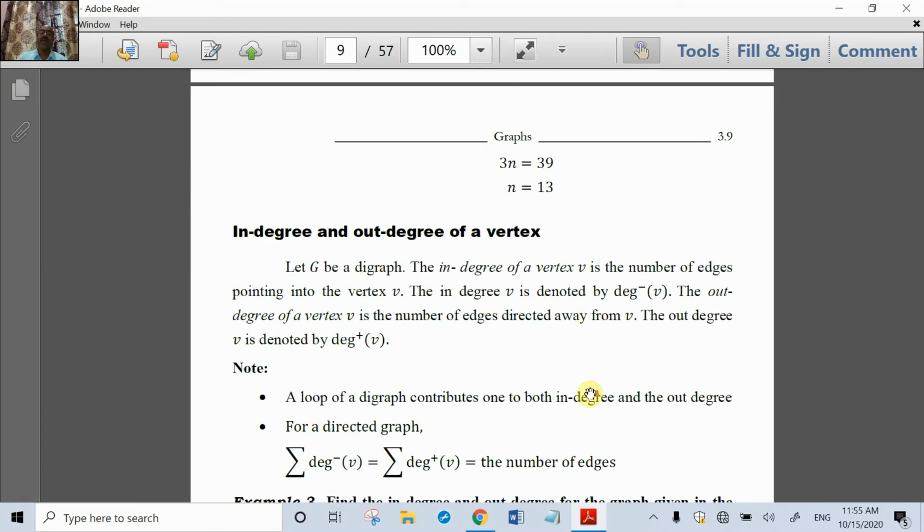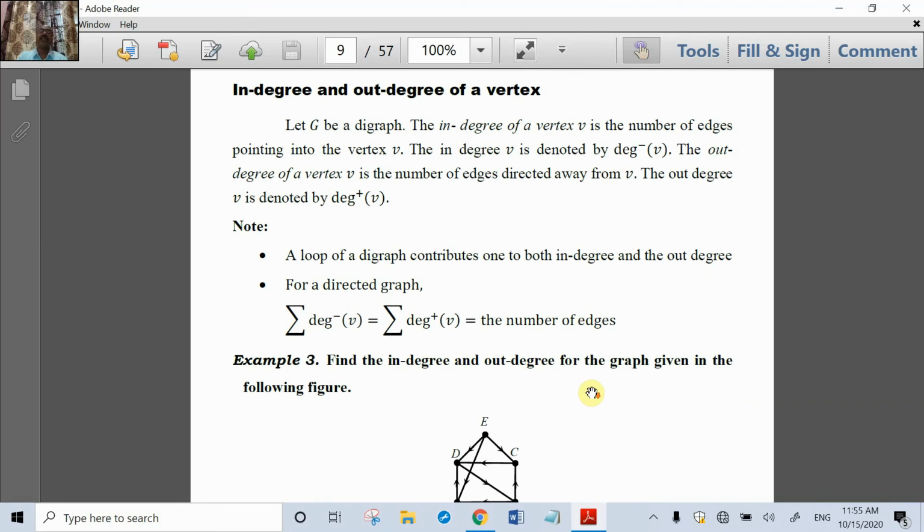Now, in degree and out degree. This is in degree and out degree for a directed graph. Let G be a digraph. Digraph means directed graph. The in degree of a vertex V is the number of edges pointing into V, that is denoted by degree minus V.